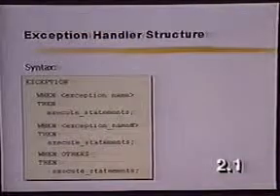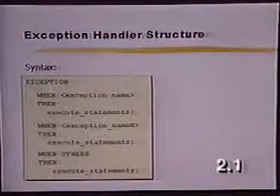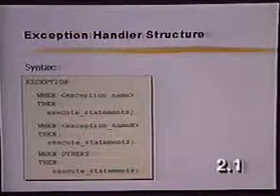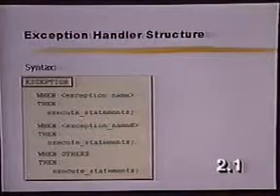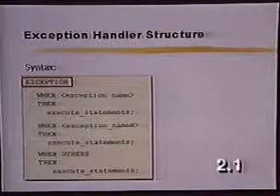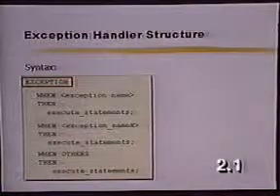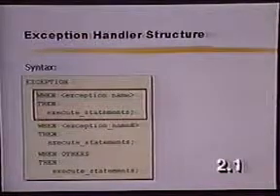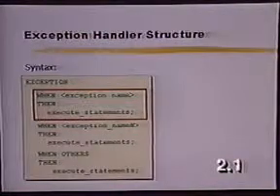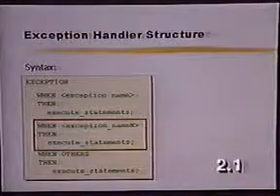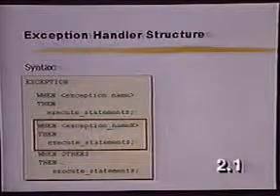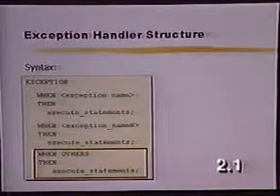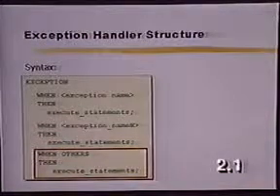So here's what we do within the exception block. The syntax is very straightforward. The keyword EXCEPTION indicates that this is part of the exception block. We have one or more WHEN clauses. When this exception occurs, then do these statements. When this exception occurs, then do these statements. When anything else occurs, the keyword OTHERS indicates that, then do these statements.